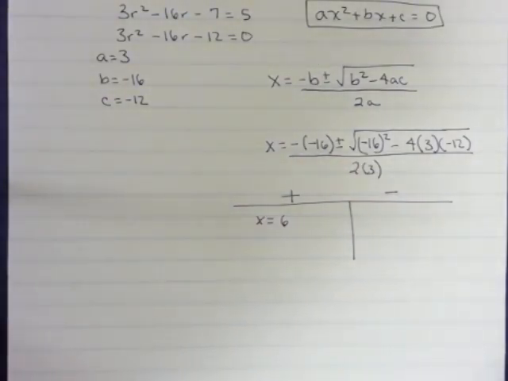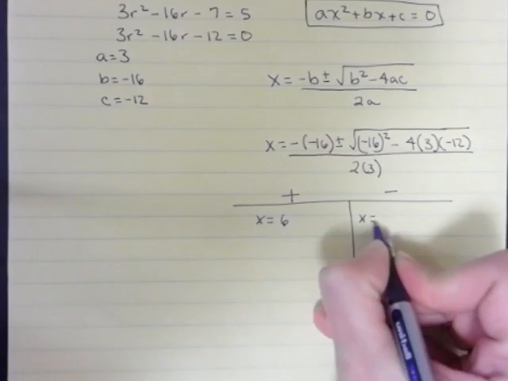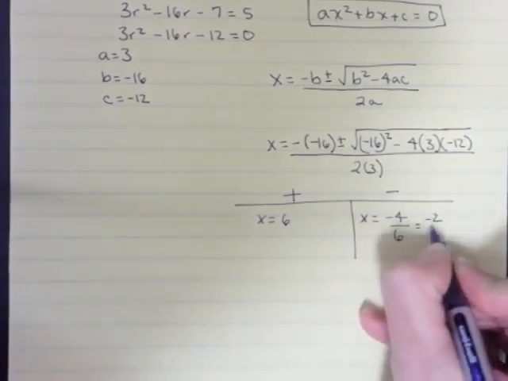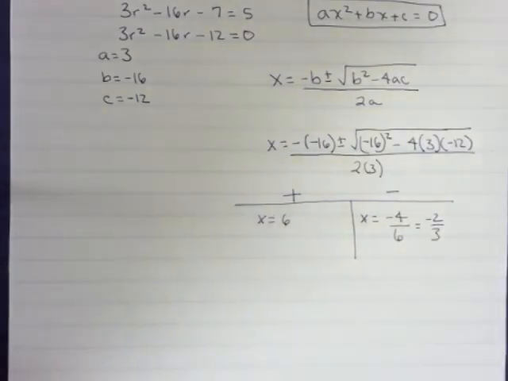All right, so again, we do negative parentheses 16, negative 16 in parentheses, minus now the square root of parentheses negative 16 squared, minus 4 parentheses 3 parentheses negative 12, enter, and that gives me negative 4, okay? So x equals negative 4 over 6, which equals negative 2/3. And didn't we say that that was the answer?